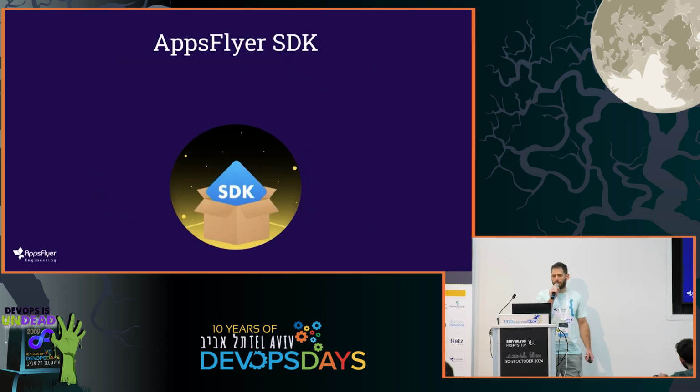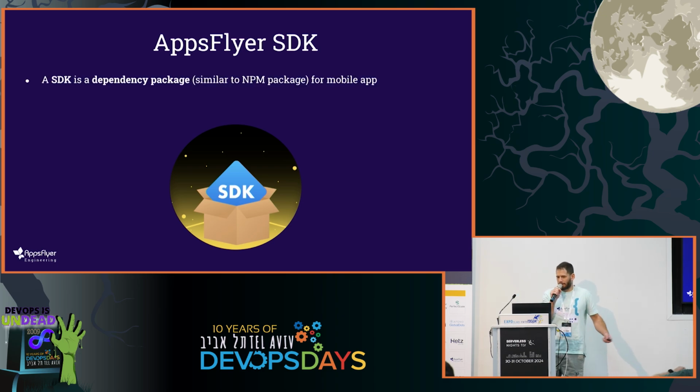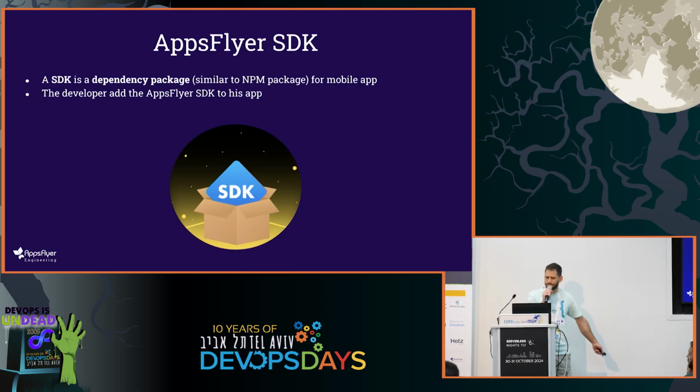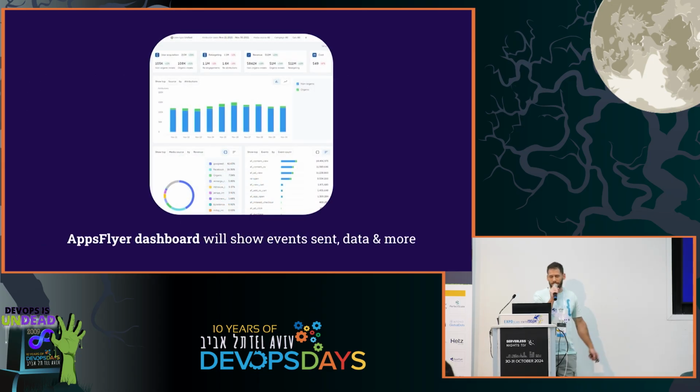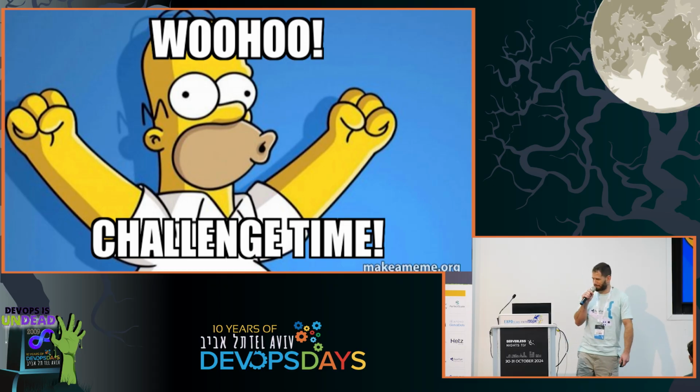And the main product, or one of the main products, is our SDK. So a reminder for people who don't know what an SDK is. Basically, a dependency package like an NPM package, if you use Node.js for example, for mobile apps. So the developer adds the AppsFlyer SDK to his app as a dependency, and then he can send events using an API. Easy. Then you can check those events in the AppsFlyer dashboard. It's going to show events, installs, uninstalls, everything related to the app, outside and inside, and make better decisions about his app.